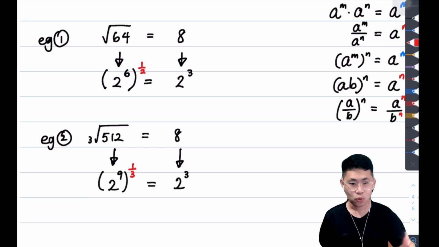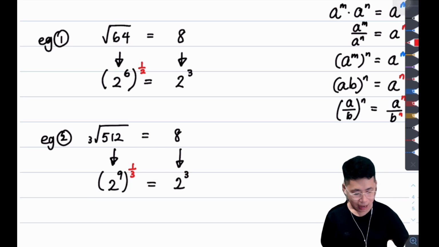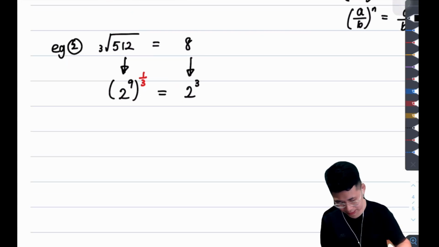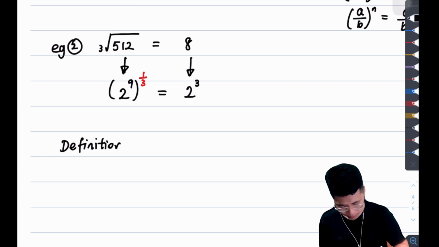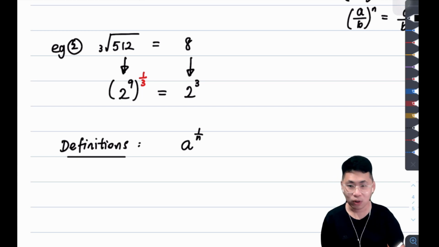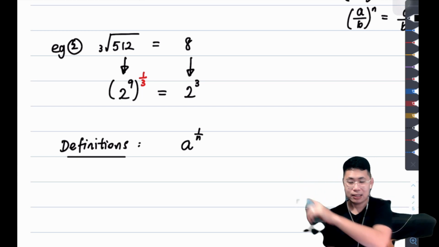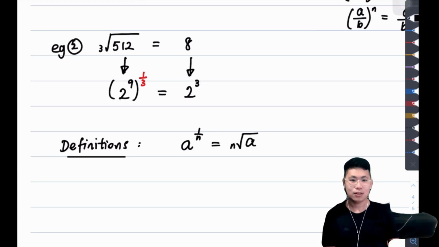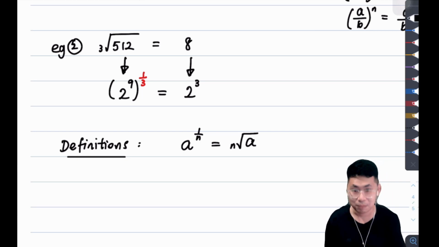We can do this again and again, and we've come to two more new definitions for this case. The first new definition is that a, when raised to the power of 1 over n, as we see in the example above, means the nth root of the number.